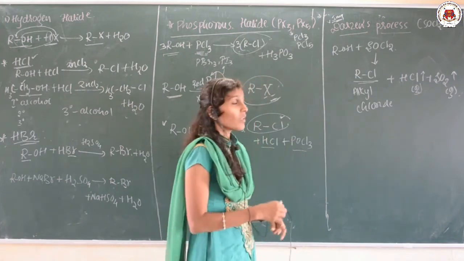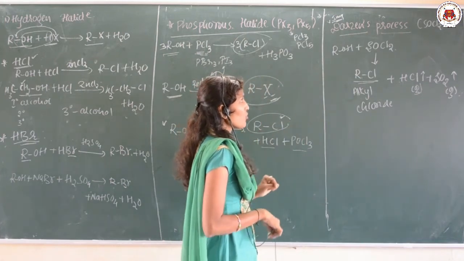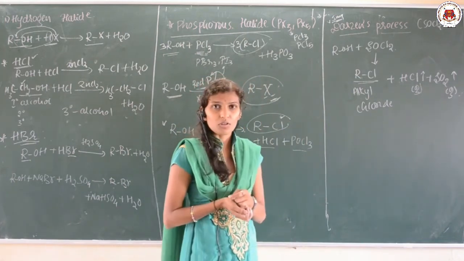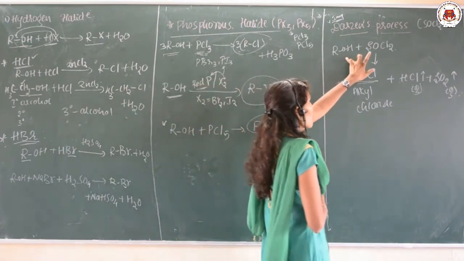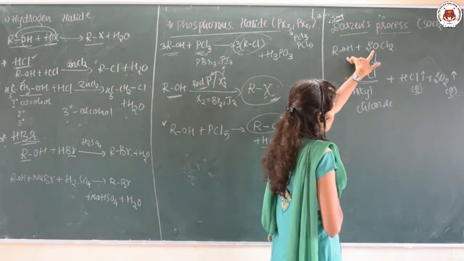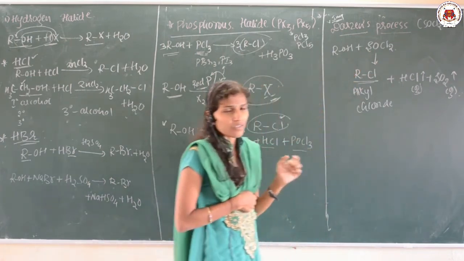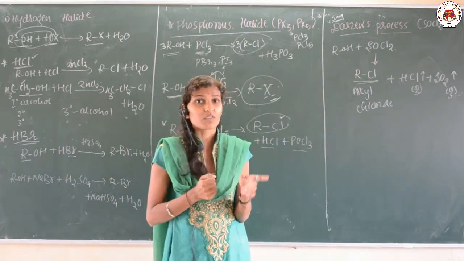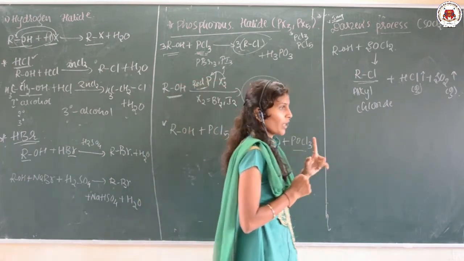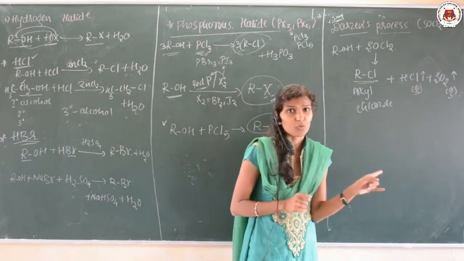Okay. So, in the Darzens process, alcohols can be treated with thionyl chloride so that we get the alkyl chloride as a product, and this reaction is known as Darzens' process. Here thionyl chloride is used. Keep in mind, this process is very important.